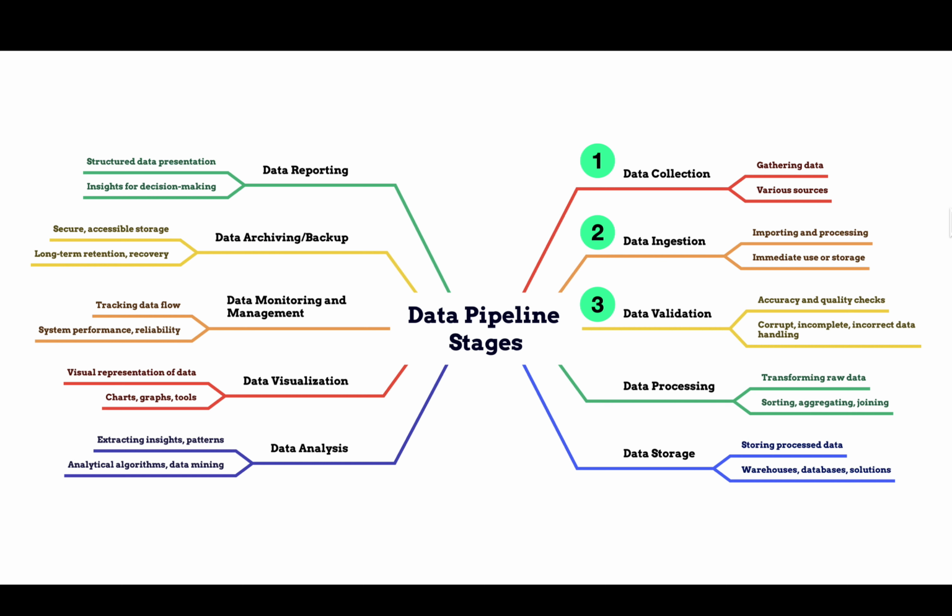This stage involves checking for corrupt data, incomplete data, or incorrect data. 4. Data processing, this involves transforming raw data into a format that can be analyzed. It may include sorting, aggregating, joining, and otherwise manipulating data. 5. Data storage, storing processed data in data warehouses, databases, or other storage solutions. It's essential for data accessibility and management.